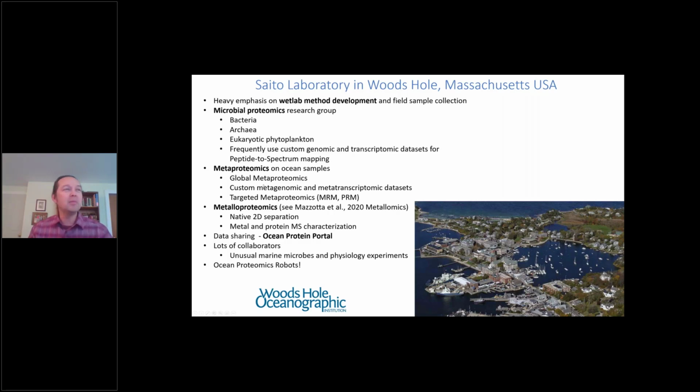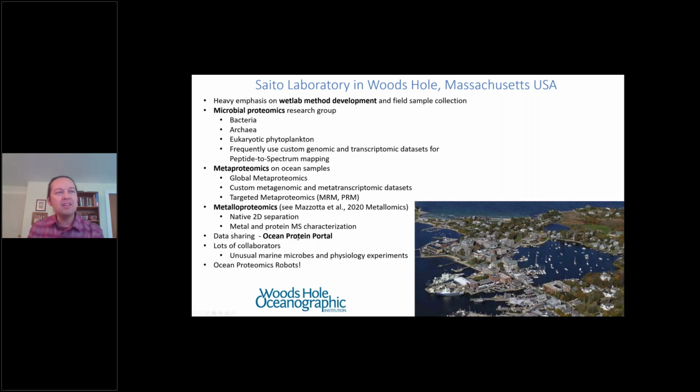And a lot of this is global metaproteomic research. That involves custom metagenomic and metatranscriptome data sets for our PSMs. And then we've focused pretty heavily on doing targeted metaproteomics using stable isotope labeled peptides, using multiple reaction monitoring and parallel reaction monitoring. We also do a lot of metalloproteomics. I won't talk about that today, but basically it's a tool that does native 2D separation and then does metal and protein dual mass spectrometry characterization. And there's a recent study here if you're interested in learning more about that.